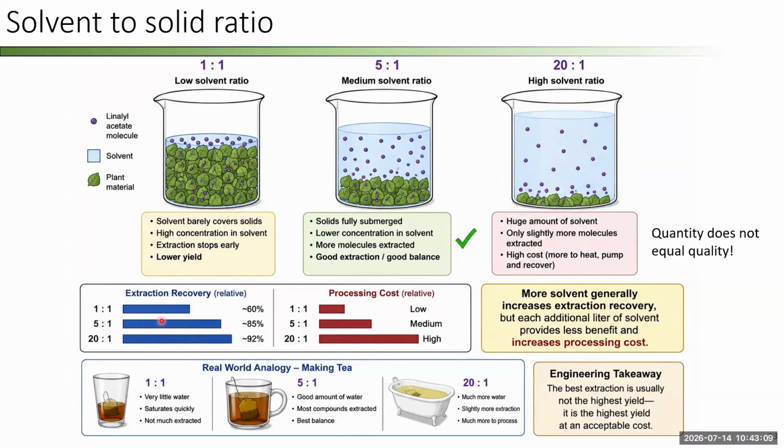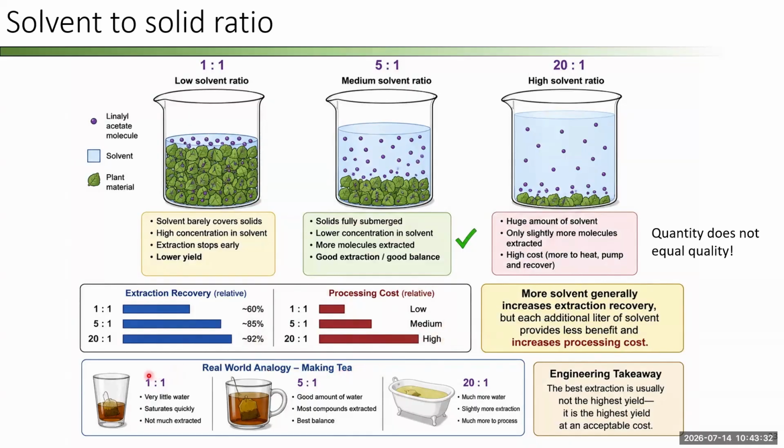So if I look at this in terms of recovery, the 20-to-1 solvent to plant matter ratio gets, hypothetically, 92% recovery, so the highest of all three, but it also is going to have the highest cost, right? So I have this balance that I have to take into account.